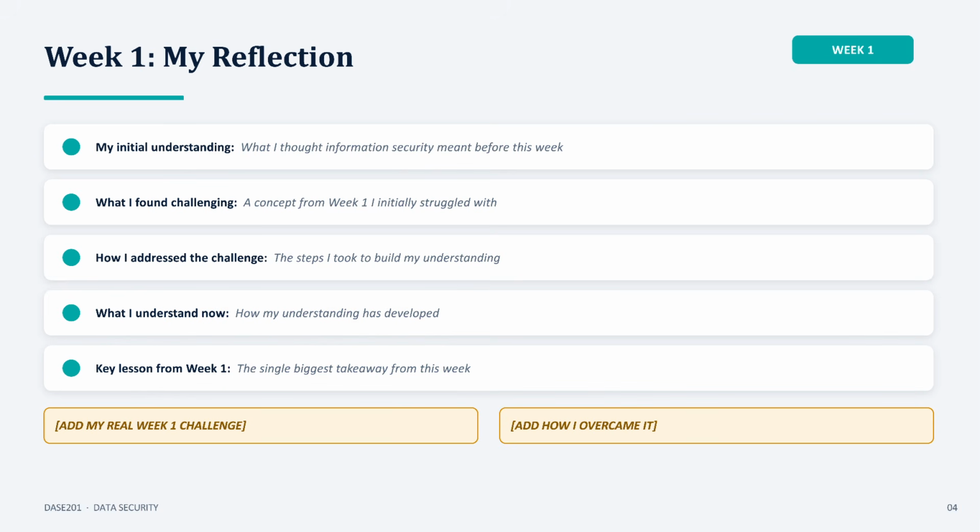To improve my understanding, I went through the lecture slides again and again, and I tried to connect the concepts with real life examples. For example, I thought about online banking. Confidentiality means other people should not see my banking information. Integrity means nobody should be able to change my bank account without permission. Availability means I should be able to access my bank account system when I need it. This made the CIA triad much easier for me to understand.